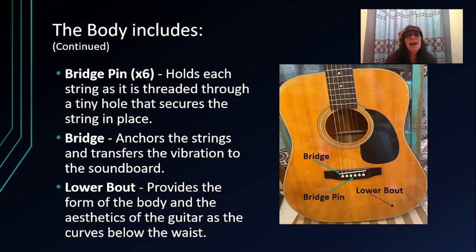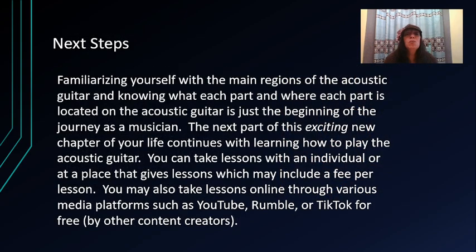And then finally, we have the bridge pins, the bridge, and the lower bout. So the bridge pins, and there are 6 of them, you'll see. So this is where each of the strings are placed, and they're threaded through the tiny hole, and then they're pushed into the saddle to hold them in place. And then the bridge is what anchors the strings and transfers the vibration to the soundboard. You'll see it's again the little cream line that goes above those bridge pins. And then we have the lower bout, and that provides the form of the body and the aesthetics of the guitar below the waist.